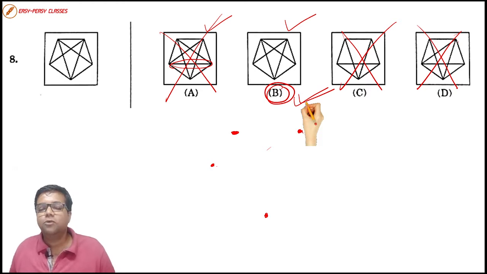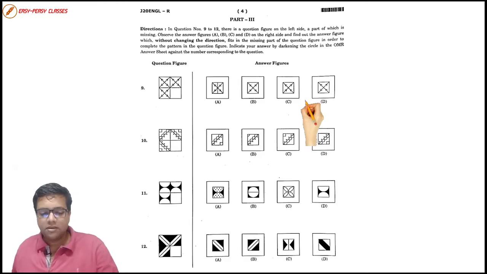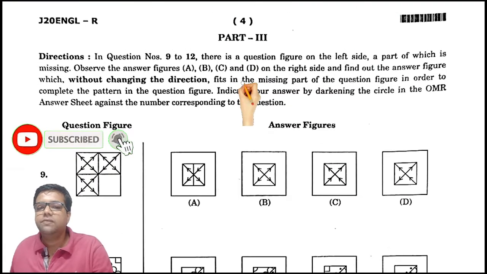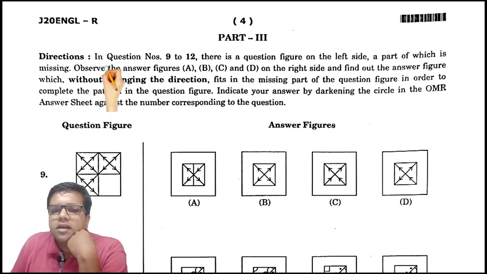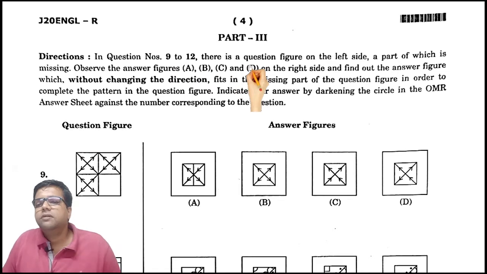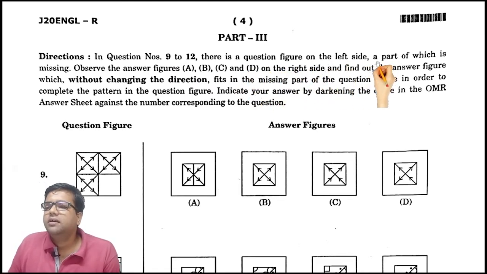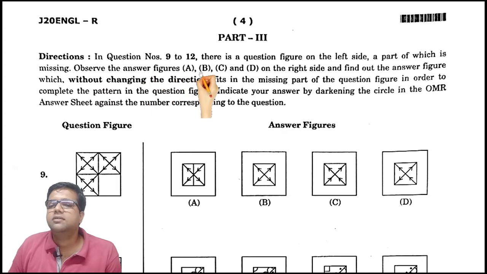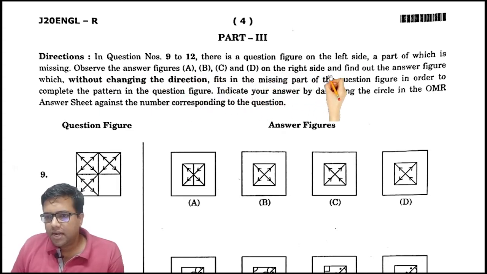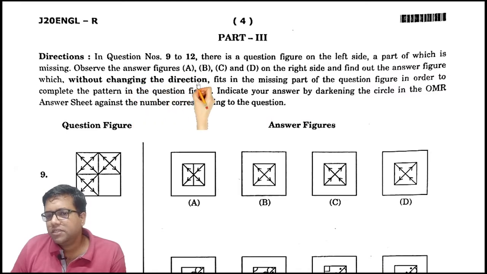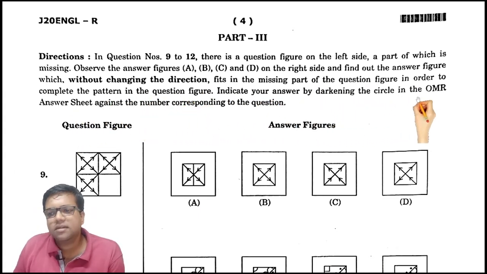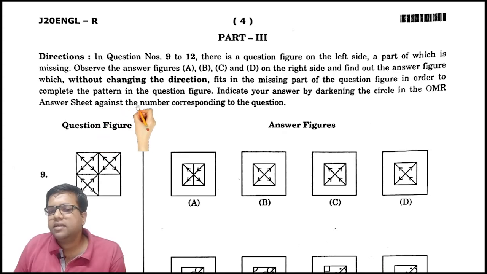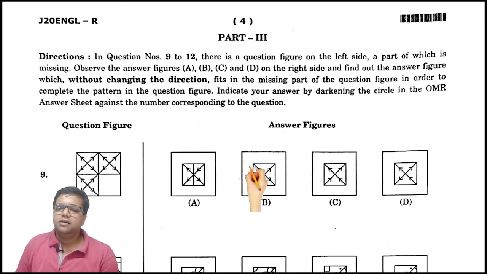Let us move on to our further question. All right, we have come to part 3 of the question paper in mental ability test. So let us go through the directions. In question numbers 9 to 12, there is a question figure on the left side, a part of which is missing. Observe the answers A, B, C and D on the right side and find out the answer figure which, without changing the direction, fits in the missing part of the question figure in order to complete the pattern in the question figure. Indicate your answer by darkening the circle in the OMR answer sheet against the number corresponding to the question. Very easy, very easy.